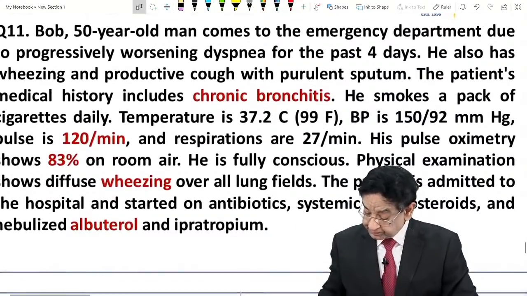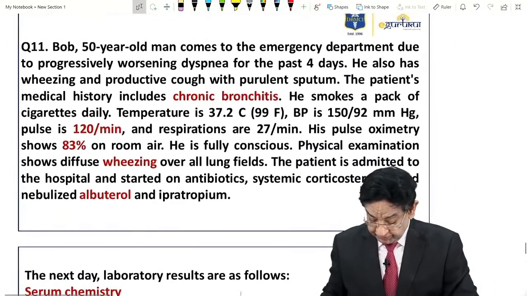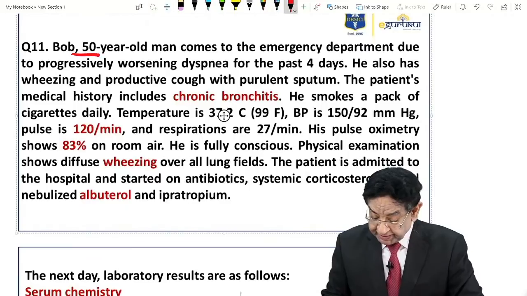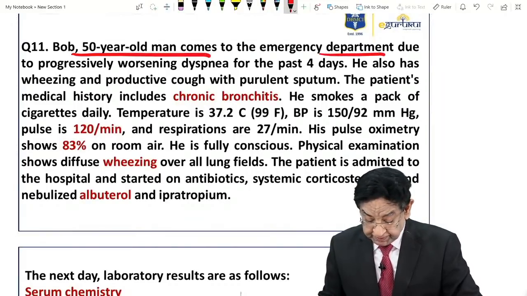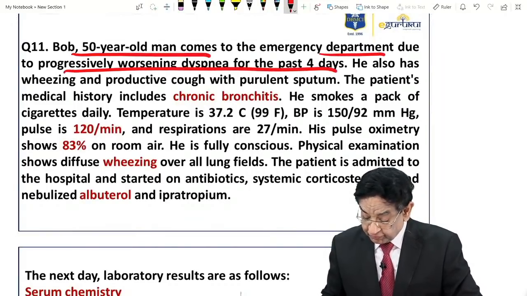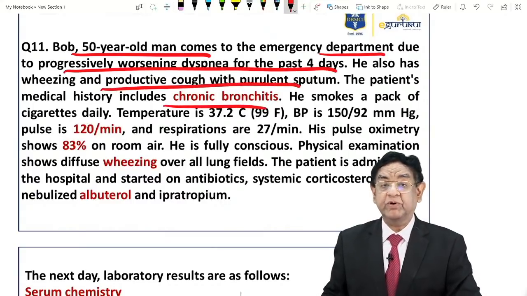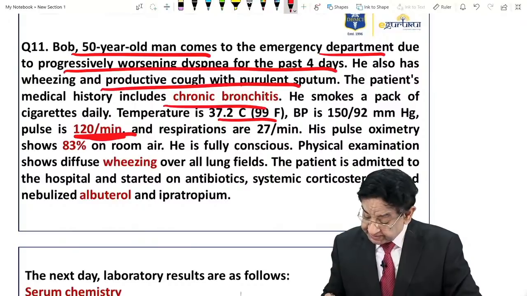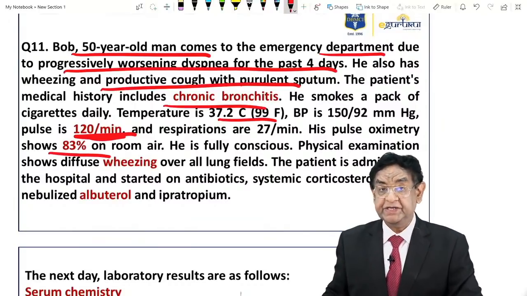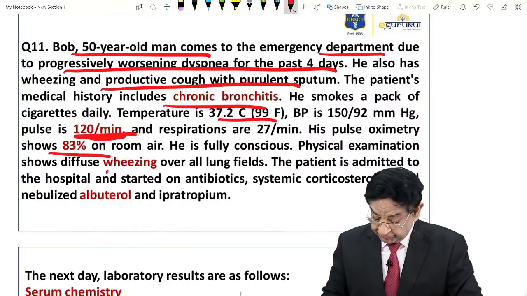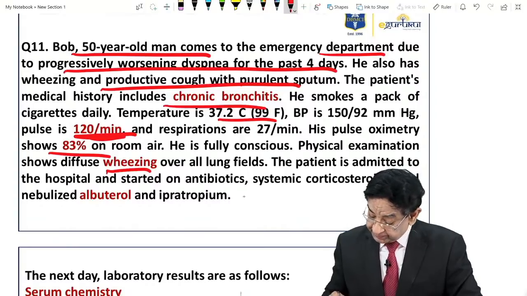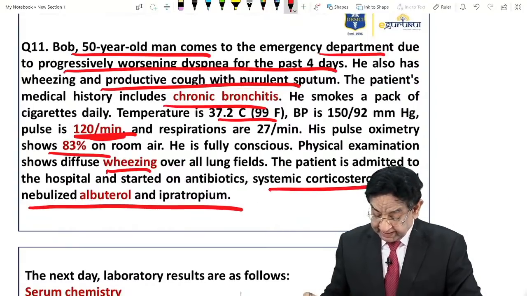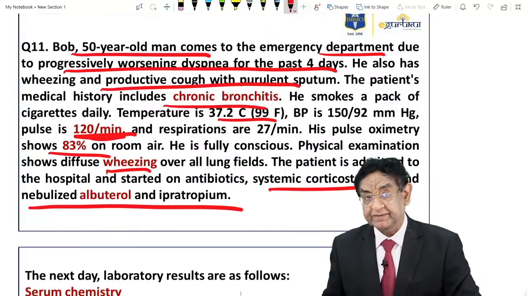And we got one more question. A 50-year-old man in the emergency room, worsening dyspnea for the last 4 days, purulent cough, sputum. He's a case of chronic bronchitis. His temperature is 99, pulse shows tachycardia, oxygen saturation is a low 83%, wheezing, and nebulized albuterol is being given.